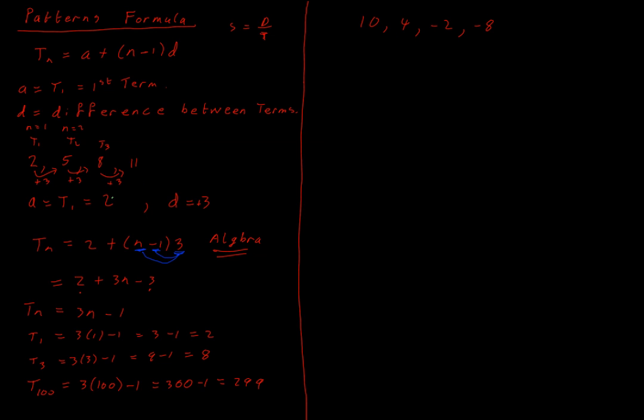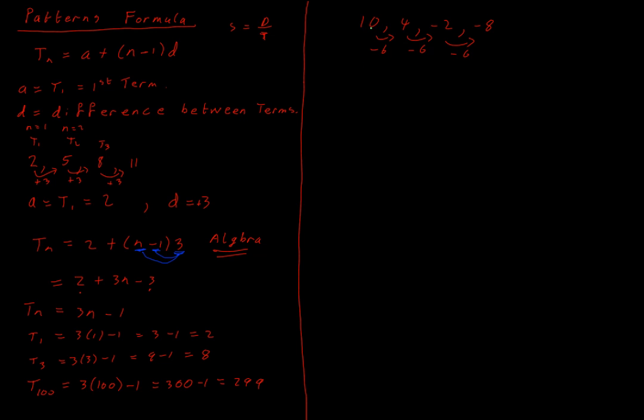Now let's follow exactly the same steps for another example. If this is our pattern of numbers, we start at 10, the next number is 4, the next number is minus 2, the next number is minus 8. What is our connection? What have we got connecting our numbers? Well, we're subtracting 6 each time.